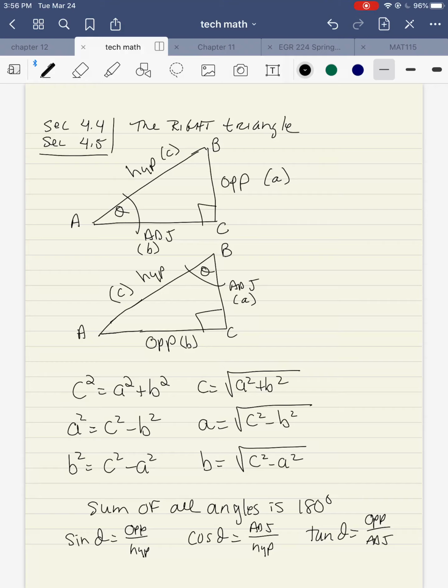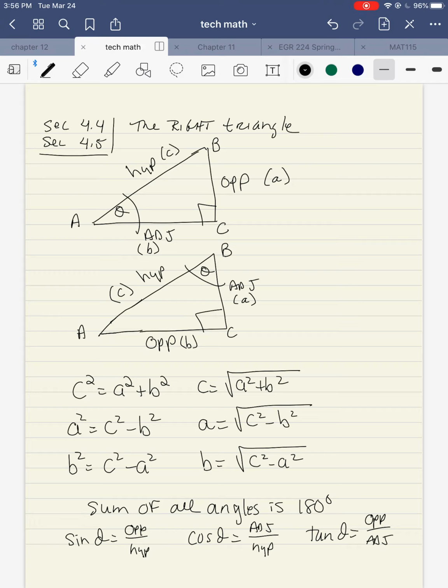Section 4.4 and Section 4.5, the right triangle. Here we have a general picture of the right triangle. The angles are capital letters A, B, C. The sides are labeled with small letters and they appear opposite of the angles. So angle A has side a, angle B has side b, and angle C has the hypotenuse, side c.